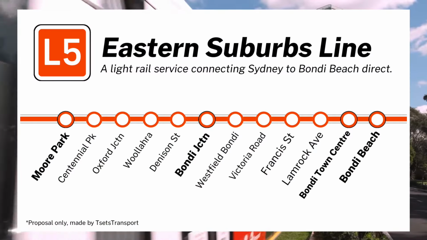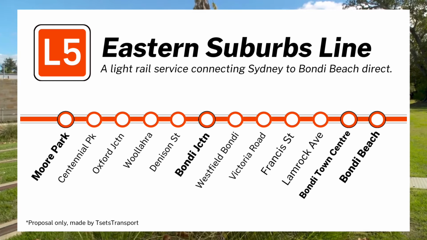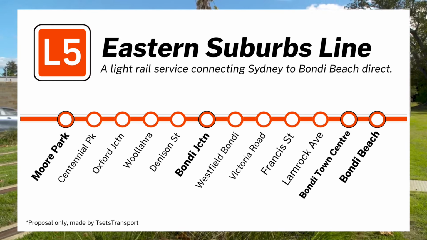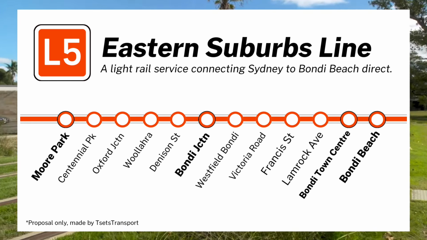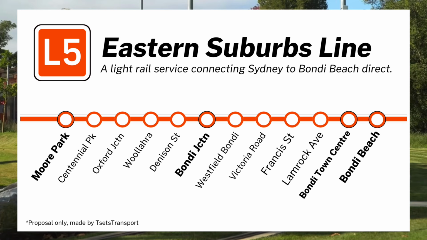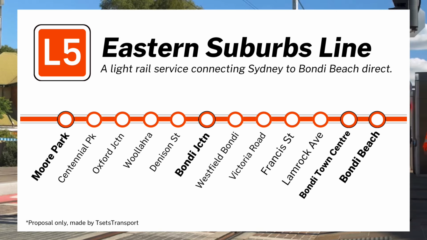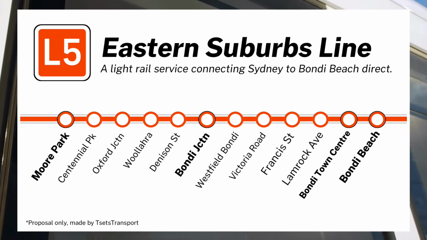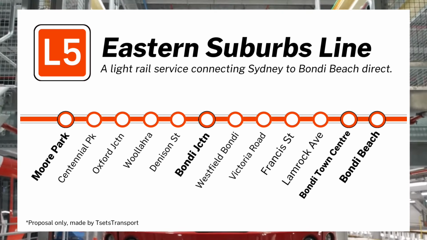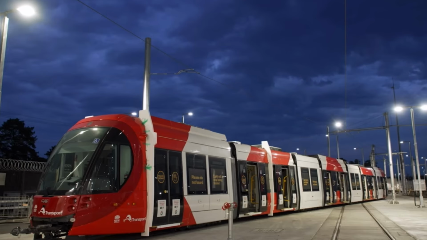One thing I will also add is if you're keen on learning about all the tram stops on this proposed line, I will link in the top right of the screen and in the description below a link to download this PDF file that I made of the Eastern Suburbs line map, showcasing all the tram stops between Moore Park and Bondi Beach. Let me know if you have any suggestions on how it could potentially be extended towards the city, as of course a lot of people travel to Bondi from the city, not just Moore Park.